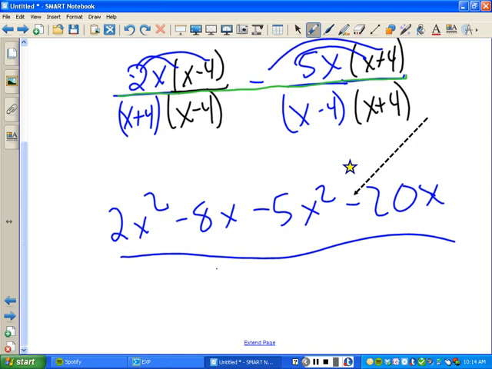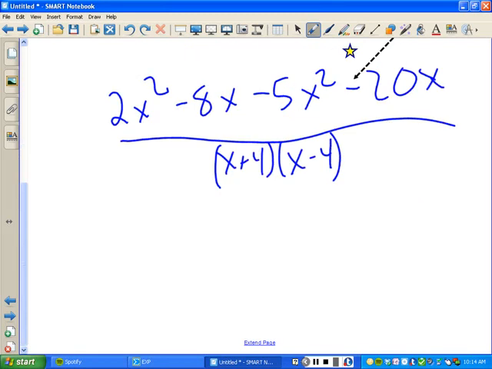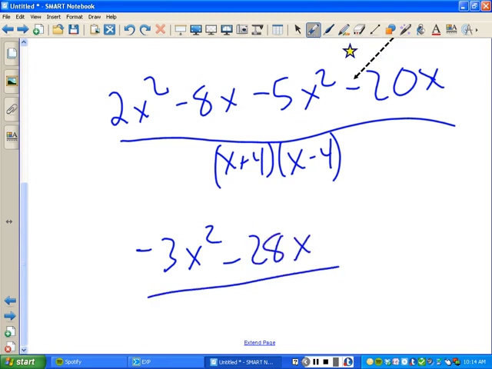All over x plus 4, x minus 4. So now we got negative 3x squared minus 28x. Is that right? Over x plus 4, x minus 4.